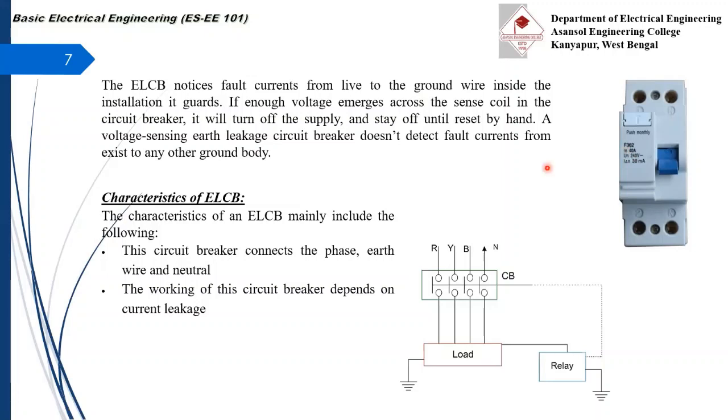Now, characteristics of ELCB. The characteristics of ELCB mainly include the following. The circuit breaker connects the phase and earth wire and neutral. The working of the circuit breaker depends on the current leakage. Now this is the connection of the earth leakage circuit breaker. You can see it clearly.